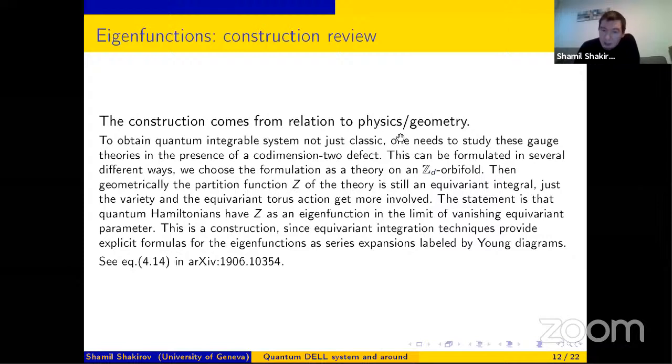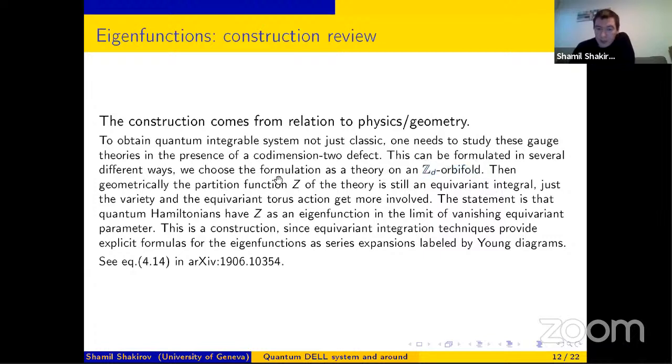What one needs to do is to study these same gauge theories in the presence of a codimension 2 defect. Now, how does this work? There are many different formulations of this defect. You're adding a small extra bit into the theory. You can think about this as a submanifold. You can think about this as a coupling to a lower dimensional gauge theory. There is one way which is simplest, in my opinion. You consider a theory on an orbifold by a discrete action of some Z_D group, and you compute the Nekrasov function on this background.